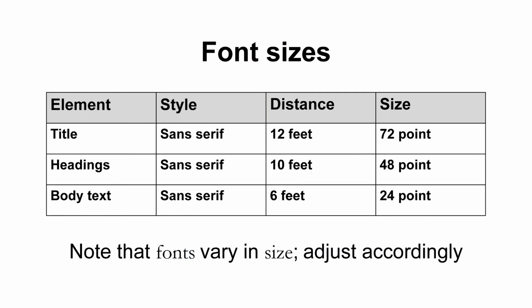Viewers need to be able to read different parts of your posters from different distances. This affects your choice of font sizes. Some good rules of thumb for font sizes are the following. You should be able to read your title from 12 feet away. That's about 72-point font. You should be able to read the headings from about 10 feet away, 48-point font. And you should be able to read the body text from about 6 feet away, or 24-point font.